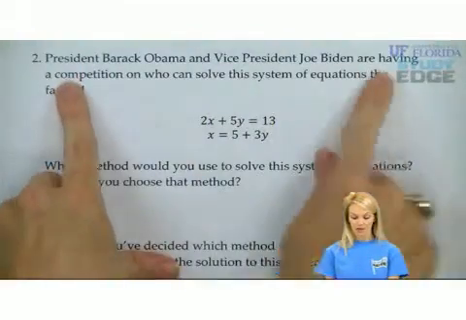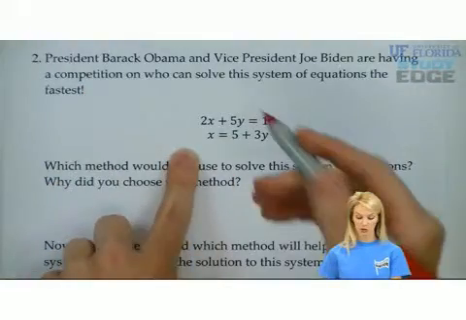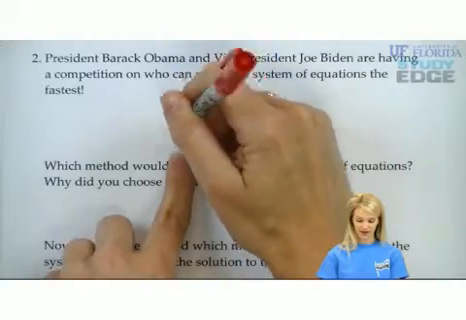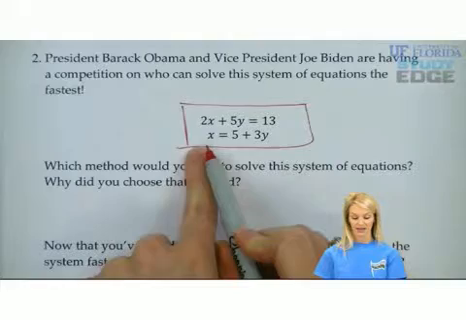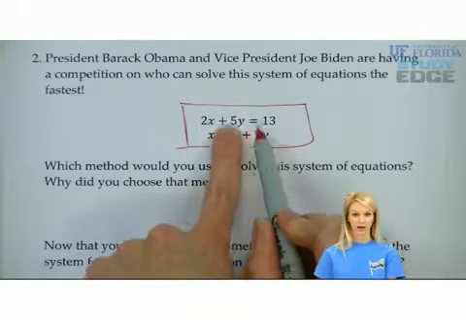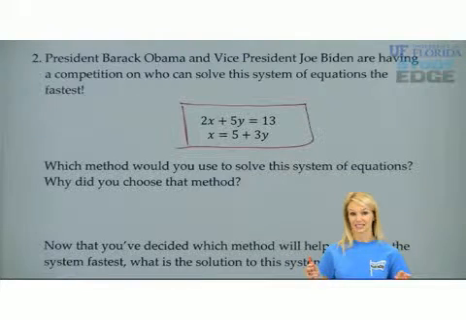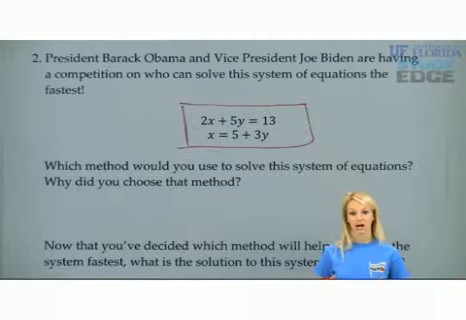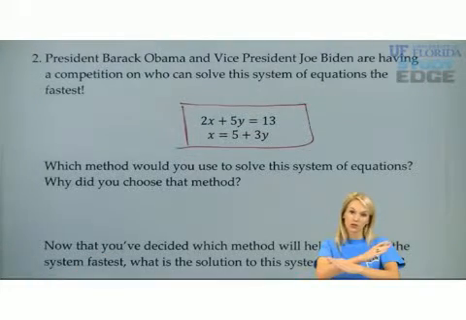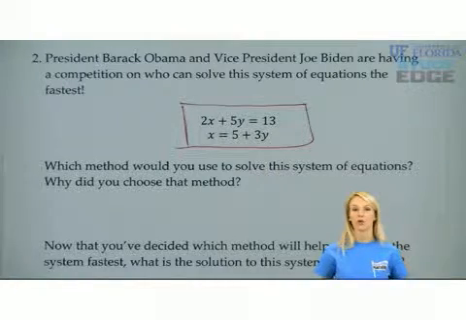They're doing their competition, trying to solve it the fastest, and we have our two equations. We have 2x plus 5y equals 13, and x is equal to 5 plus 3y. What we're trying to do when we are solving a system is find the value of x and y that they have in common. It's finding their two lines, where do they intersect? What is that point? What is the x and the y value?